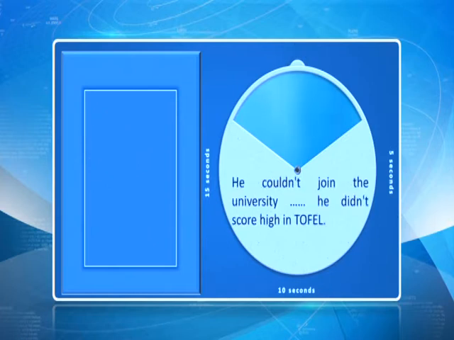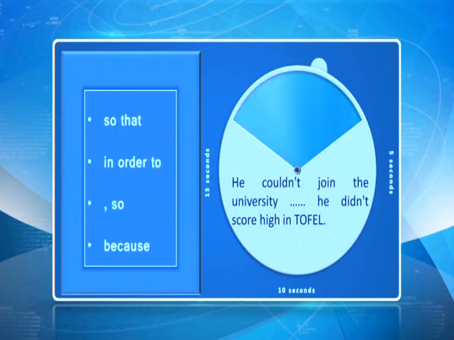Next sentence: he couldn't join the university, blank, he didn't score high in TOEFL exam. So the options are so that, in order to, so, and because. I'll give you a few seconds to think. Get ready. The answer is going to be revealed in just 3 seconds, and there it is. So the correct answer is: he couldn't join the university because he didn't score high in TOEFL.